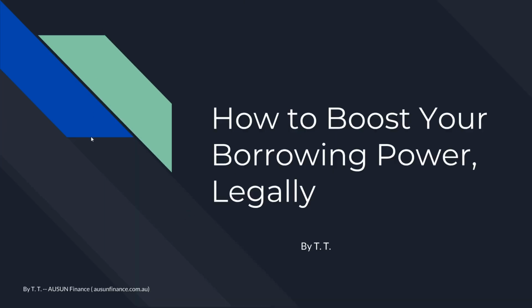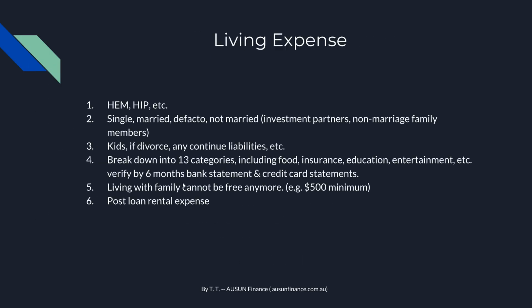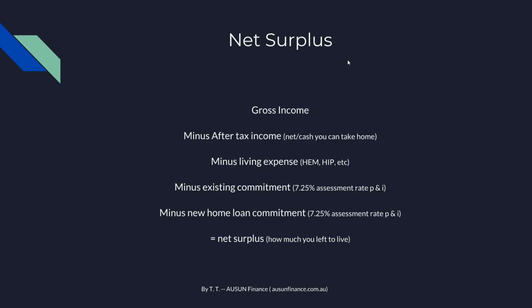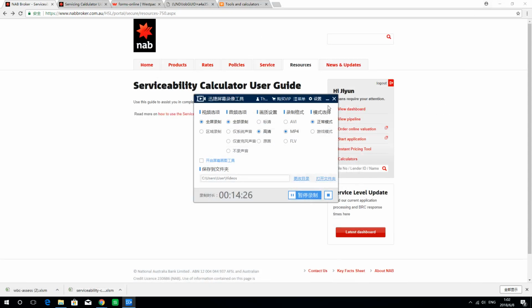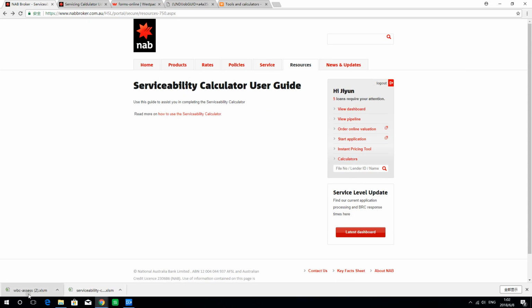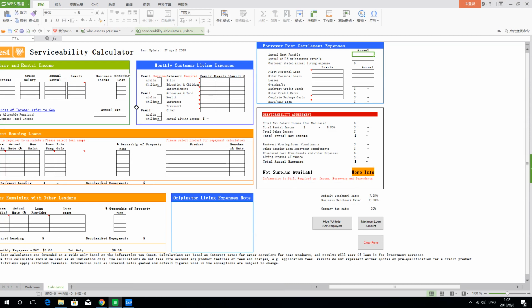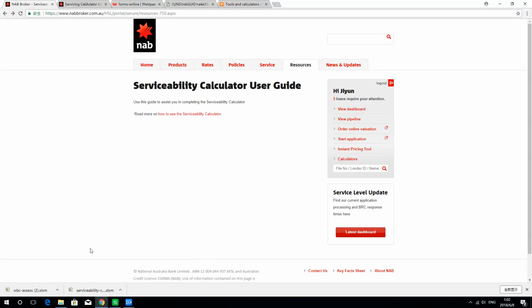So that finishes my presentation today, and I look forward to our next presentation, how to boost your borrowing power legally. And also, please allow me to go back to this point, net surplus, and remember the major components of this page. We will create multiple videos later to demonstrate different banks' calculators. Okay, for example, Westpac calculator, right? Bankwest calculator, and NAB calculator is gone.